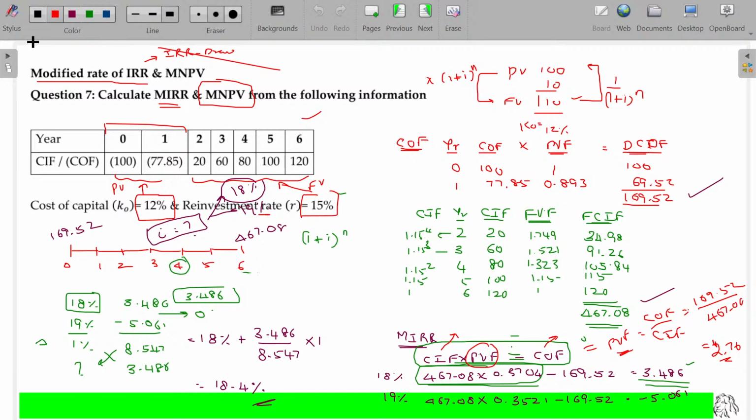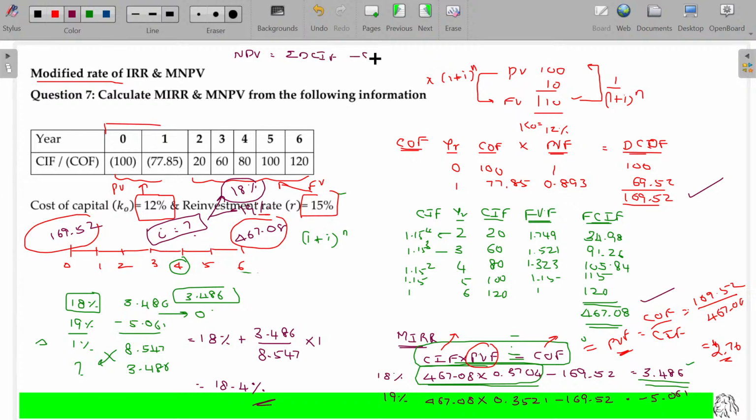Now MNPV, modified net present value. Again take these two values, that's all, and find out the NPV as usual. How do you calculate the NPV? NPV is equal to the summation of discounted cash inflow minus cash outflow. Otherwise, cash inflow into PV factor or annuity factor minus cash outflow.